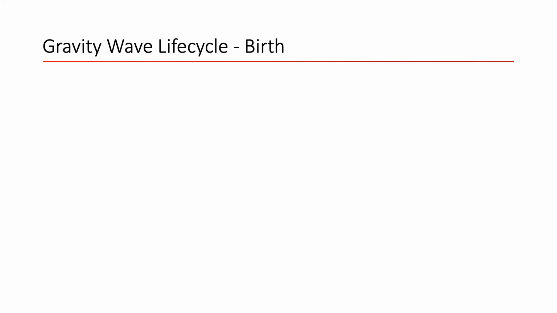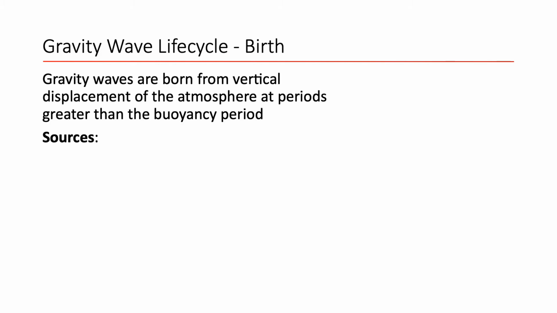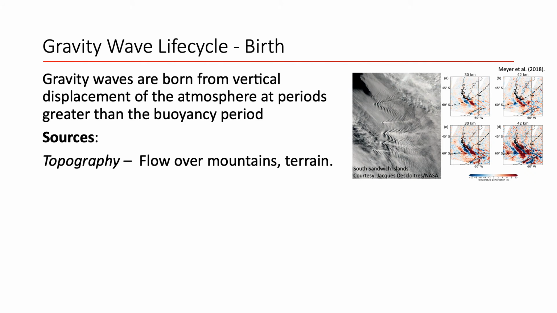So we know that gravity waves are born from displacements of the atmosphere at periods greater than the buoyancy frequency. But what are some of the main sources? So one of the main sources, in fact, is topography. So as the wind flows over mountains, it is lifted, and as it's lifted, it gives rise to these propagating gravity waves. And you can see an example of that in the figures on the right.